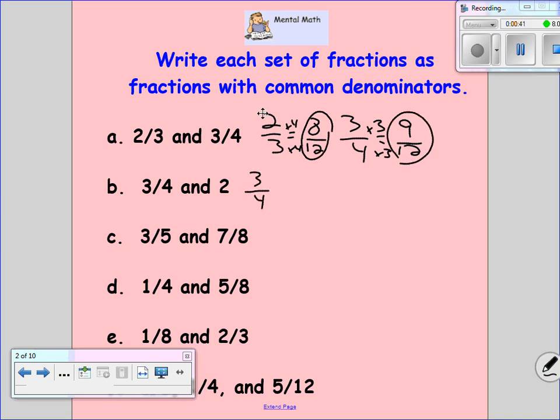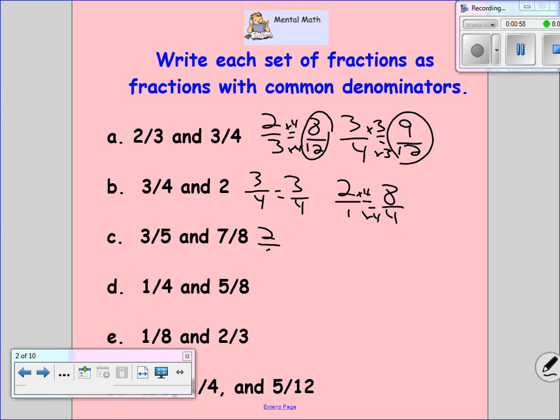3/4 and 2/1. Common denominator, we have a 4. 3/4, times 4, times 4 gives me 8.